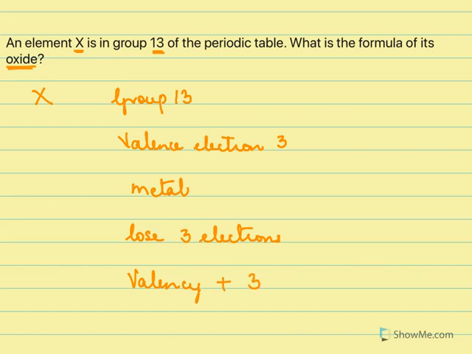Now to find its oxide, you know X has valency plus 3, oxygen has valency minus 2. So X2O3 will be its oxide. And the example of this is aluminium, Al2O3.